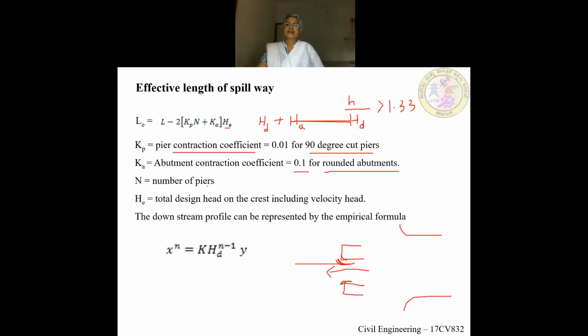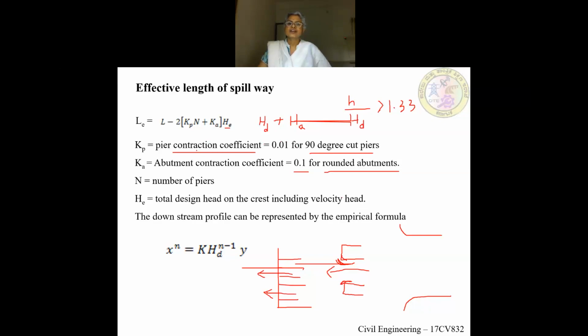Where n is the number of piers, along the spillway there will be a number of piers. If this is the length of the spillway, in between we will have piers to support the crest gates. So water will be flowing between two piers like this. And HE is the total design head on the crest, including the velocity head.